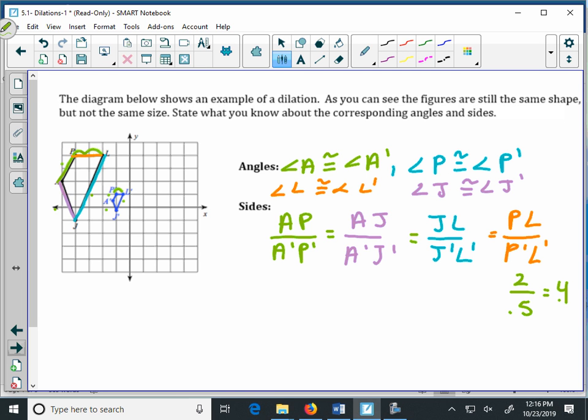So this equals 4. This would simplify down to 4. That would simplify down to 4. And that would simplify down to 4. They'd all equal 4. That's what it means to be proportional. Questions over there?